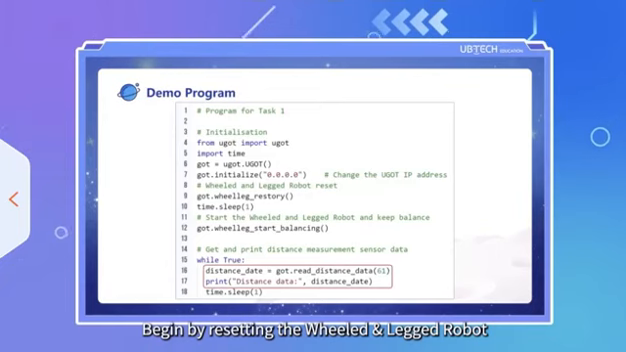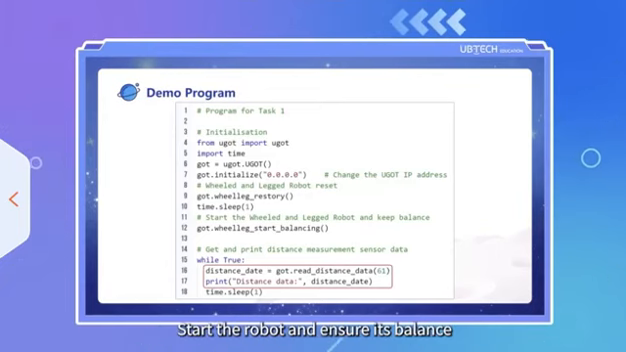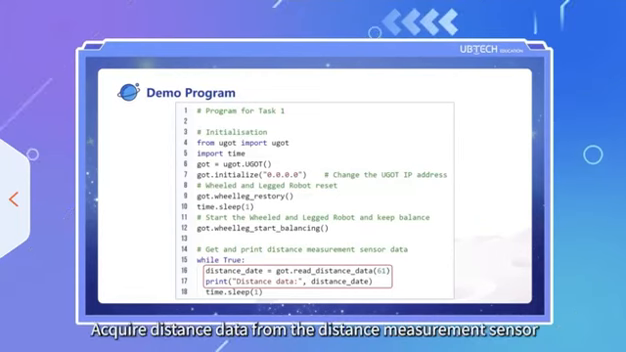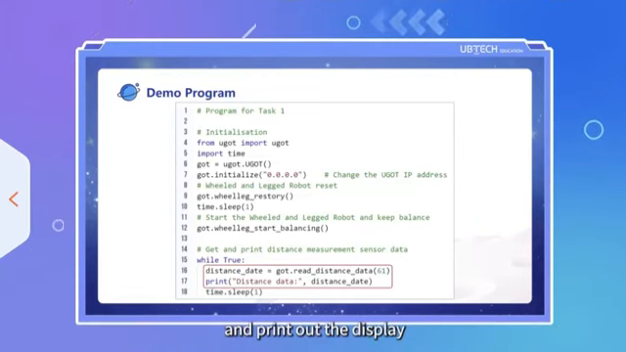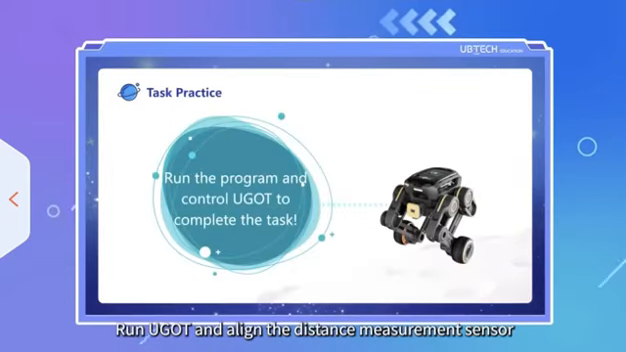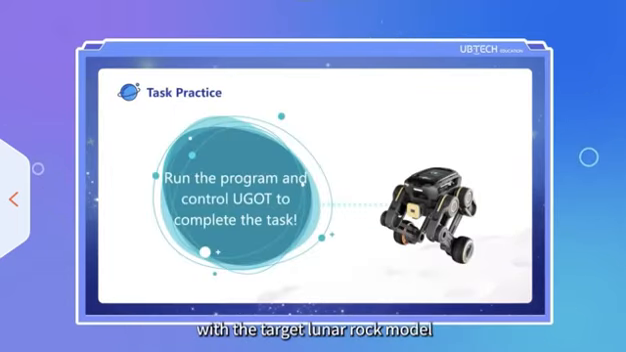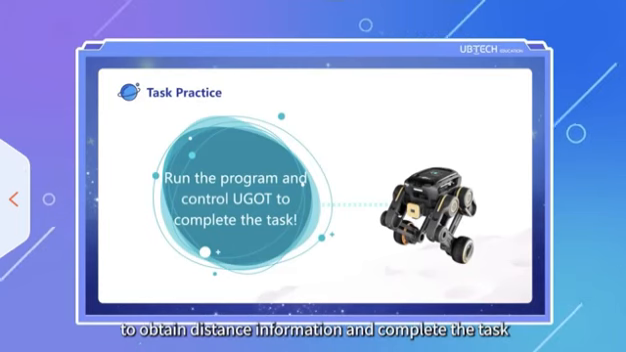Begin by resetting the wheeled and legged robot through initialization. Start the robot and ensure its balance. Acquire distance data from the distance measurement sensor and print out the display. Run uGot and align the distance measurement sensor with the target lunar rock model to obtain distance information and complete the task.